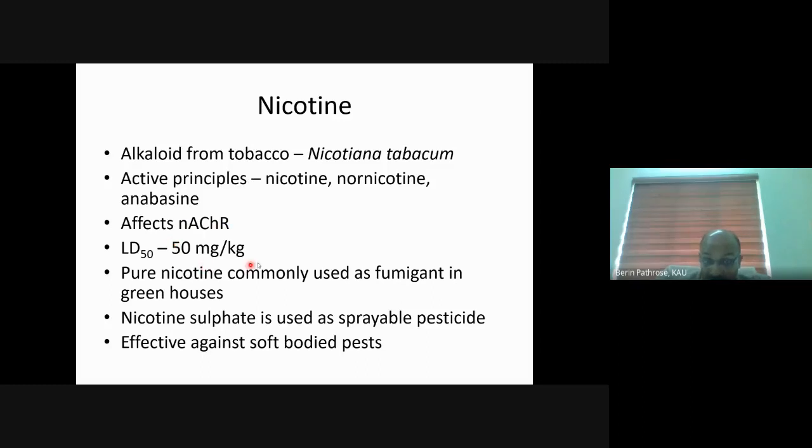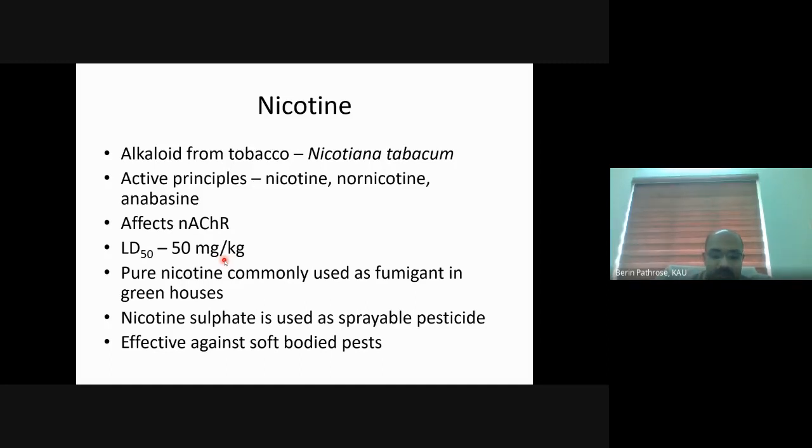Again, it has extremely high toxicity to mammals. LD50 is 50 milligram per kg. Certain practitioners of organic farming say that nicotine can't be permitted in organic farming because it is a carcinogenic molecule. And pure nicotine is used as a fumigant in greenhouses because it is extremely short-lived. This nicotine does not persist in the environment at all.